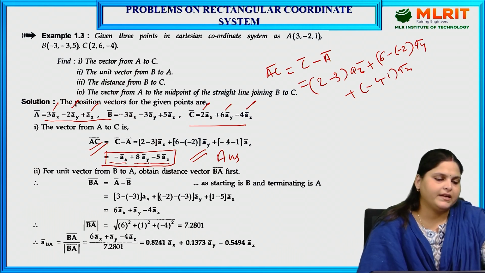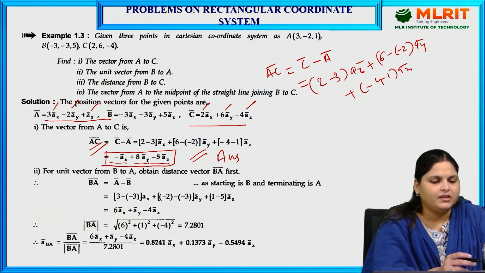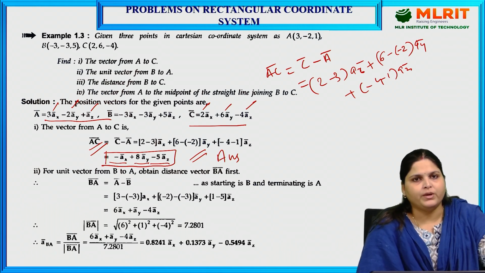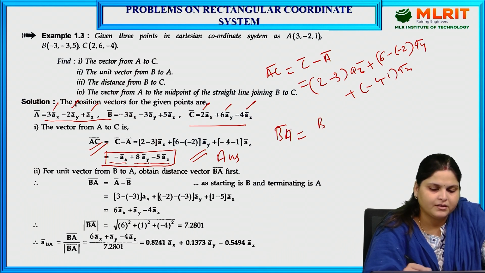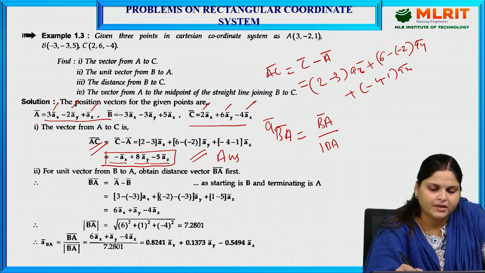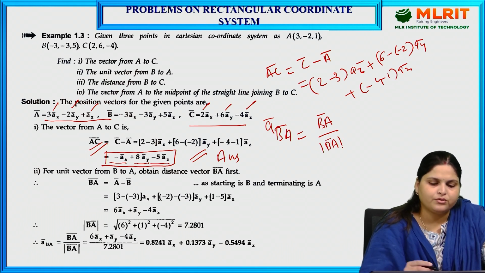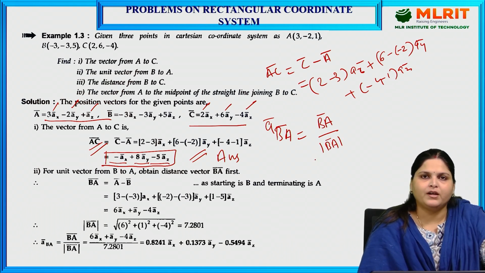Next, we will find the unit vector from B to A. How do we find the unit vector? B to A means we will write BA divided by the mod of BA. So to solve it, first we need to find vector BA.